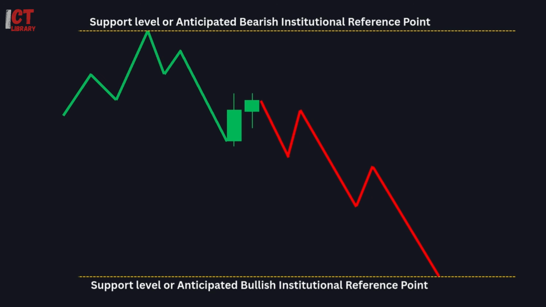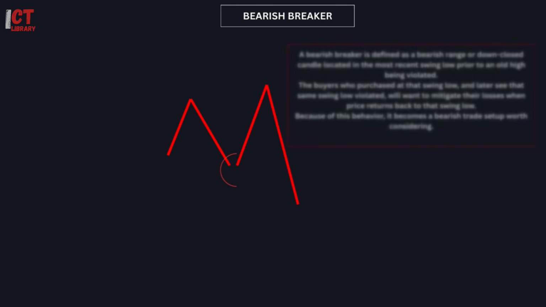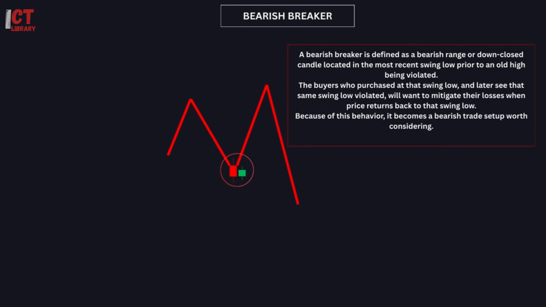Conversely, we can analyze the market from the opposite perspective. If the market trades higher and takes out an old high, and then later breaks below the low that created that new high, our focus moves to that level. That situation forms a bearish breaker. Now let's examine a closer look at a bearish breaker. A bearish breaker is defined as a bearish range or down closed candle located in the most recent swing low prior to an old high being violated.